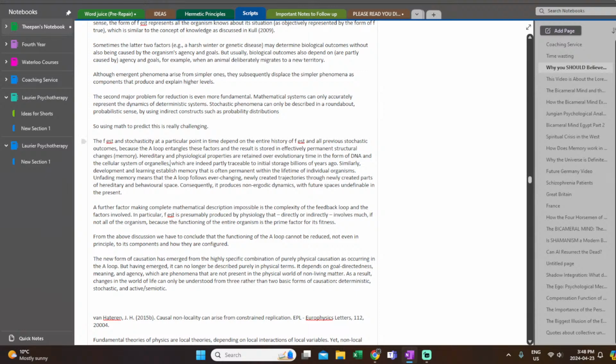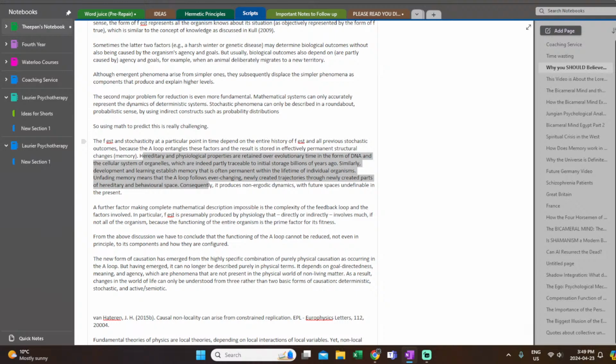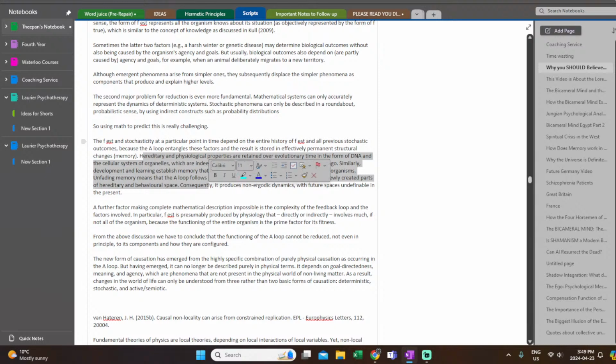Okay, so entangles these factors and stores in memory. Hereditary and physiological process properties are retained over evolutionary time in the form of DNA and the cellular system of organelles, which are indeed partly traceable to initial storage billions of years ago. Very interesting. Similarly, development and learning establish memory that is often permanent within the lifetime of individual organisms. Unfading memory means that the A loop follows ever-changing, newly created trajectories through newly created parts of hereditary and behavioral space.